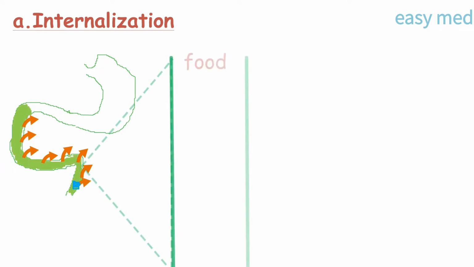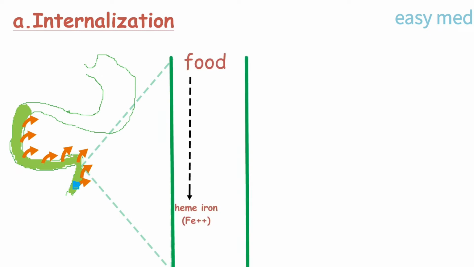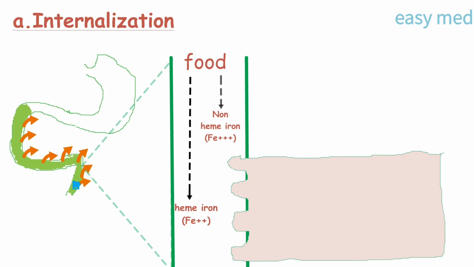Internalization is the process of absorption of iron from the alimentary canal, that is duodenum and proximal jejunum, to enterocytes, which are cells of the intestinal lining. Food iron may be heme iron, that is Fe2+, which is mainly obtained from animal sources, and non-heme iron, that is Fe3+. These are mainly obtained from plant sources, but only the heme form of iron can be absorbed by the body. So the non-heme form of iron is converted into the heme form, that is Fe2+, by the action of the enzyme ferroreductase, and is transported into the enterocyte via divalent metal transporter 1.